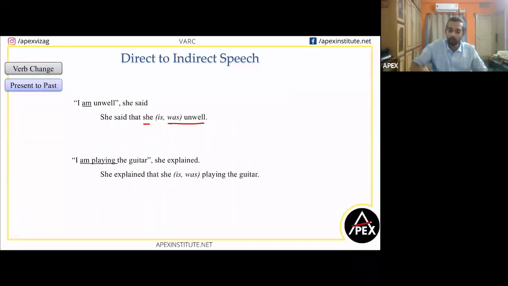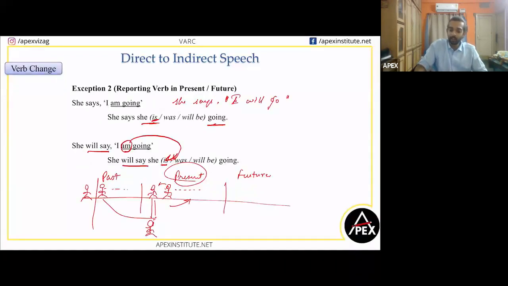Yeah. Over here, I am playing the guitar. She explained. Okay, what did she explain to you? She explained that she was playing guitar. ఓకే, ఎందుకు? తను ఏం పని చేస్తోందో తను మీకు చెప్పింది. మీరు చెప్తున్నప్పుడు తను ఆ పని చేస్తోందో లేదో మనకు తెలియదు కదా. సో she explained that she was playing the guitar. ఓకే, now you might ask me the question, సార్ ఇక్కడ నేను చెప్పిన దానికి అక్కడ మీరు చెప్పిన దానికి తేడా ఏంటి?